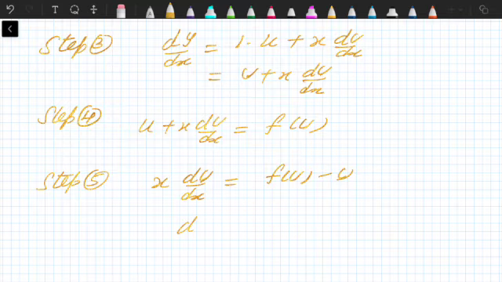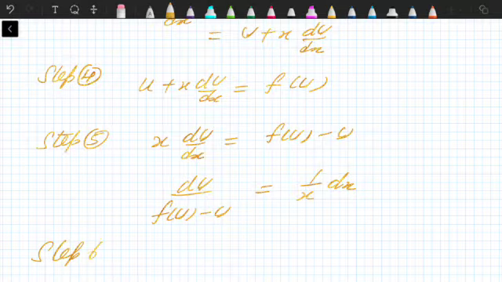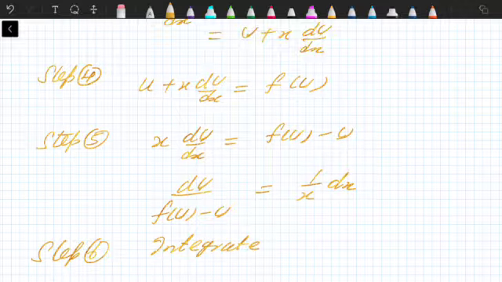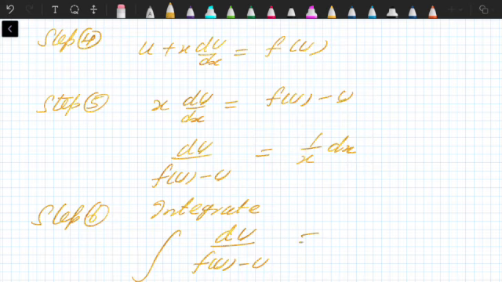Then step number 6: after separating the variables, we can simplify further, so du/(f(u) - u) = (1/x) dx. Then integrate the left hand side with respect to u and the right hand side with respect to x.